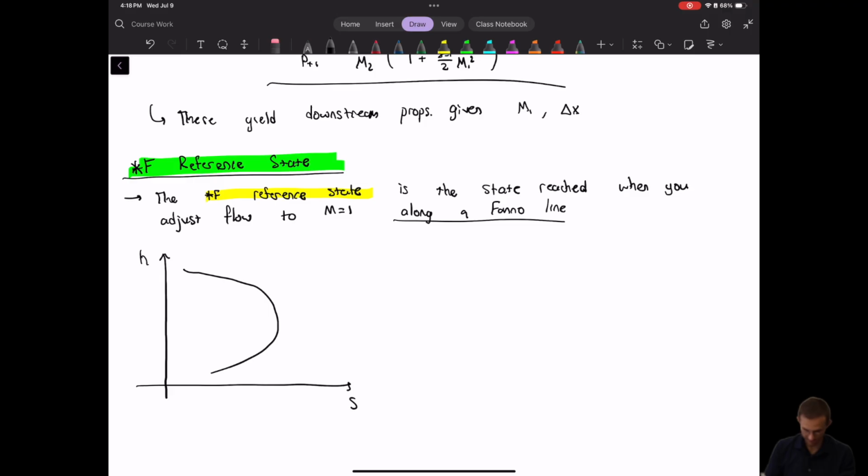So there's our standard Fanno line. We have our limiting point here, and the star reference lives, or at least the star reference lives there, okay? Yeah, so this is the confusion.